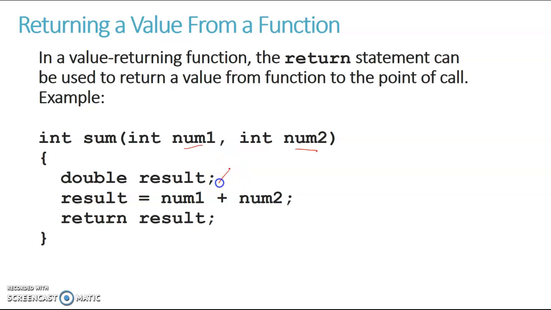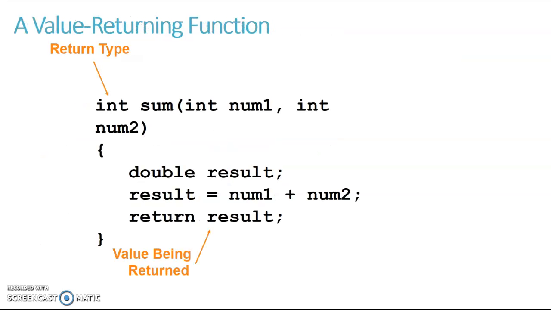This is a local variable only used for the sake of the executing function. Let result equal num1 plus num2 and return the result. So that's one way to do that, where I created a local variable, came up with a value, and then returned that value through the variable result. Once the return statement executes, result is destroyed in memory, and so are num1 and num2.